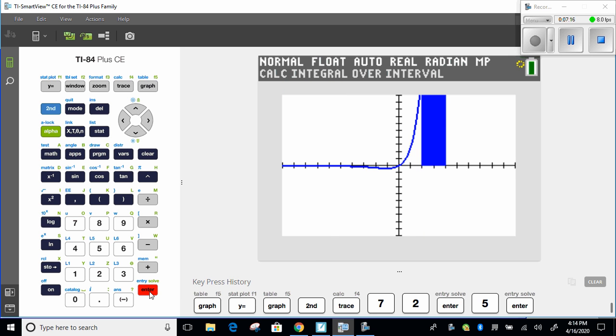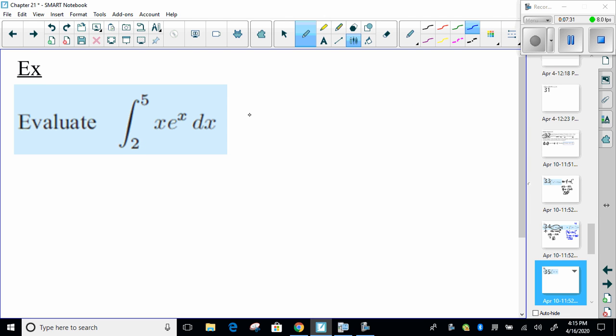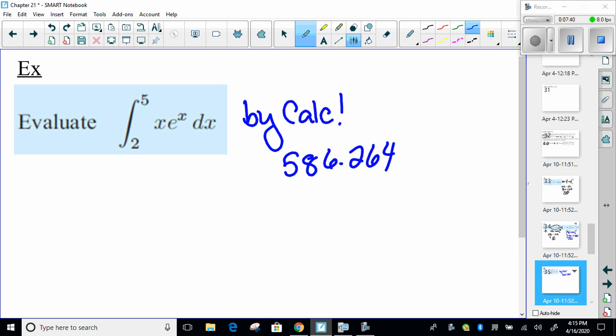Now, my graph keeps going quite high vertically, but this is what's telling you the area is underneath that curve. And it tells you on the bottom right here, it's 586.264. So, back to our lesson. So the calculator gives 586.264, and then units squared, because it's area. Okay, so that's how we can use our calculator.